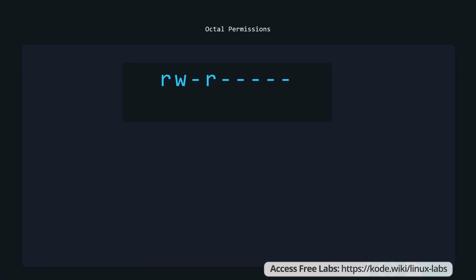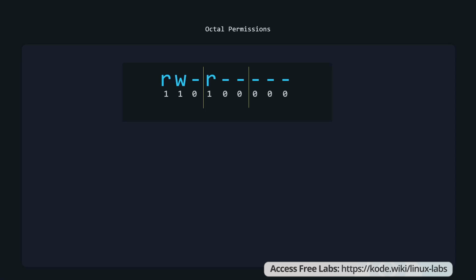Let's take a closer look at this permission. We have RW for user, R for group, and none set for others. Each permission is represented in binary. If it's set, the binary is set to 1, or else it's set to 0. In this case, the first part is 110, the second part is 100, and the third part is 0.